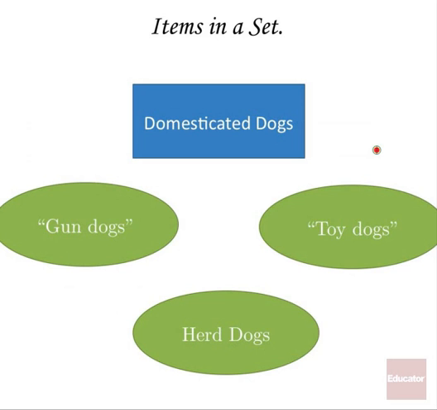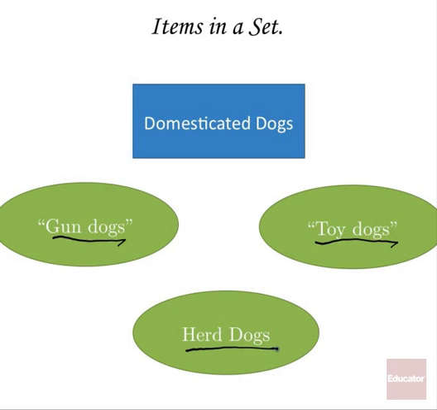Well, we have one class, which we call the gun dogs. These are dogs that were bred for hunting. We have toy dogs. These are like little poodles and chihuahuas, the kind of dogs you see people have in their apartment, taking them for a walk down Hollywood Boulevard. Those are toy dogs. And then we have herd dogs.